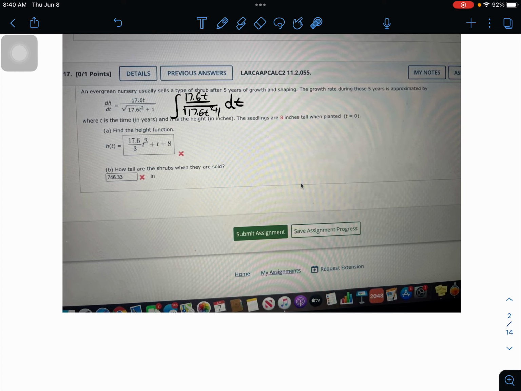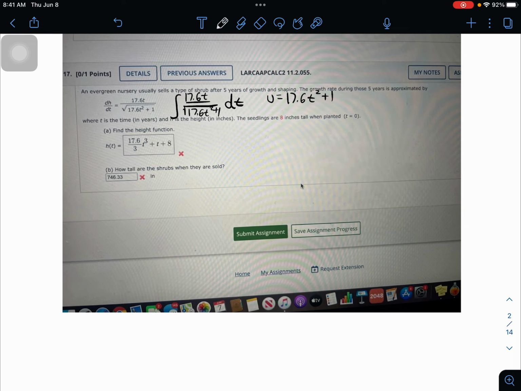So I'm going to integrate that function, and I'm going to use u substitution just like I did in the last video. So in this one, the inside function is this right here, 17.6t squared plus 1. I'm going to say that's my u. U is 17.6t squared plus 1.